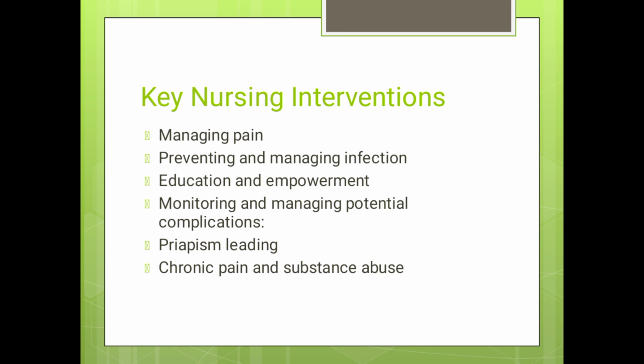Then key nursing interventions: managing pain, very important. Preventing and managing infection, very important. Education to empower your patient. Monitoring and managing potential complications. Priapism, which will lead to what? Impotence, chronic pain and substance abuse. You have to nurse patients on this.